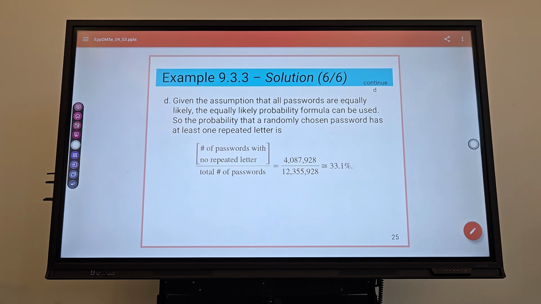Given the assumption that all passwords are equally likely, the equally likely probability formula can be used. So the probability that a randomly chosen password has at least one repeated letter is 4.0809 million divided by 12.36 million, or roughly 33.1%.